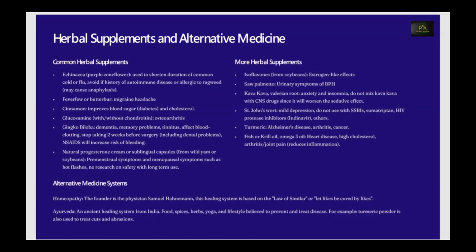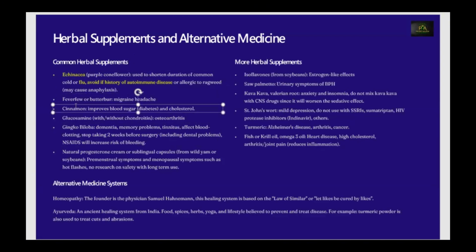Then herbal supplements. You will surely have questions on herbal supplements. So know all the herbal supplements because you don't know the one you will get. Echinacea is the one we use for flu. But you need to avoid it for patients that have autoimmune disease. So we use echinacea for flu.